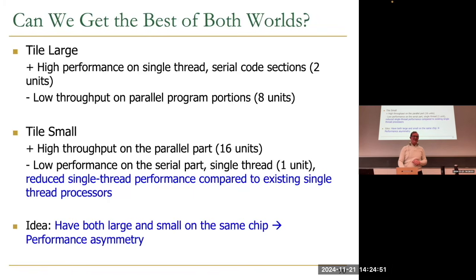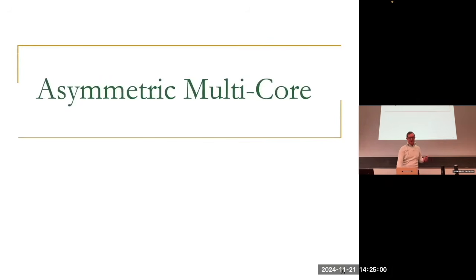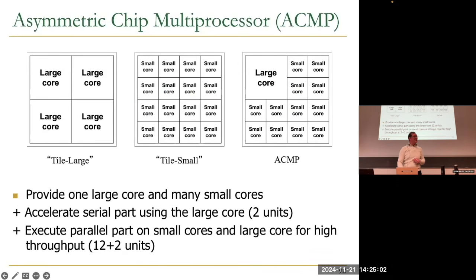So the idea is very simple. You can kind of guess it based on the context of the lecture. Have both large and small cores on the same chip. This is performance asymmetry. So that's what brings us to asymmetric multi-core. I'm going to give you some examples, and then we're going to take a break. But in one incarnation, you can provide 1 large core and many small cores. This is one example, right?